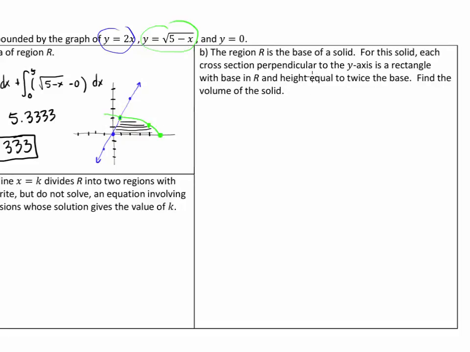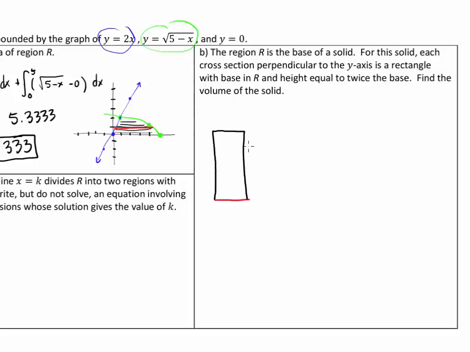Let's see. So each of these cross sections, we'll highlight one of them. That is a rectangle. And that's the base. The base is in R, that region. So that's our rectangle. Okay, and it says the height is equal to twice of that. So these are something like that. It's more like a hat, but that's okay. So this is our rectangle.